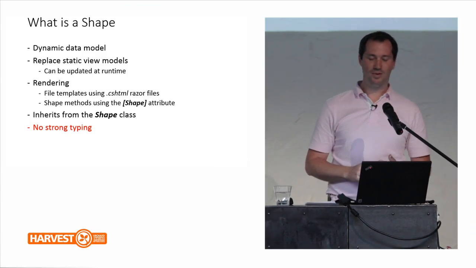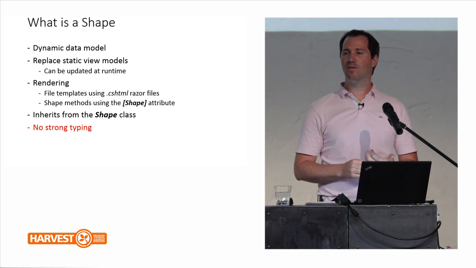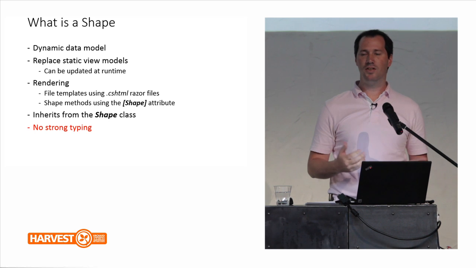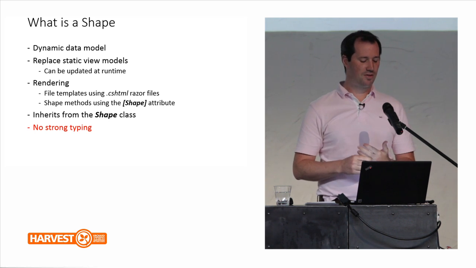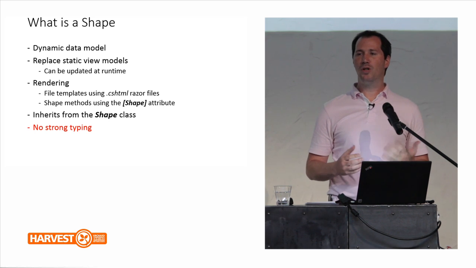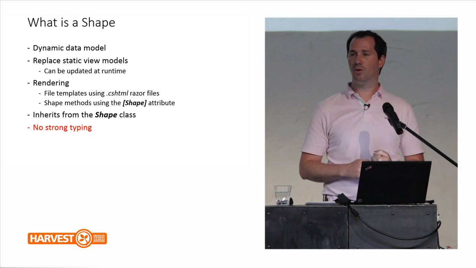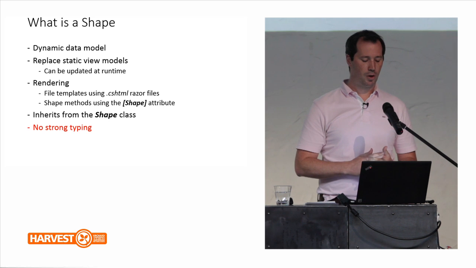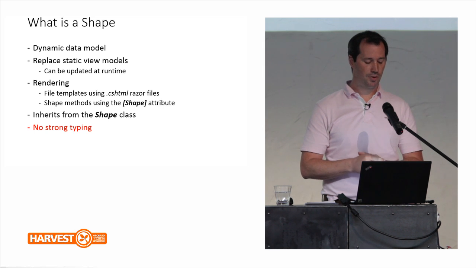So what is a shape? A shape is a dynamic data model. It's a view model, but a dynamic view model. This is here to represent the content to be rendered, and it's represented as a dynamic object. And this can be rendered using two methods. The first method is using file templates, the one you know, using CSHTML files. We call them shape templates. Another way to render shapes is using shape methods, using the shape attribute. I will show you how to do that and how it works.